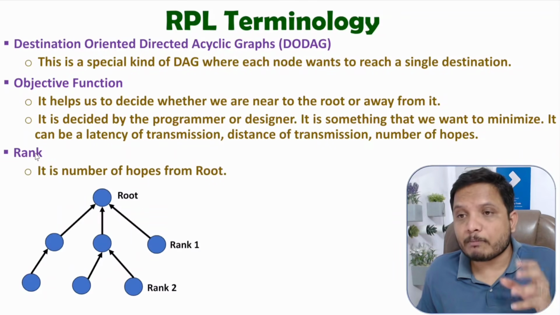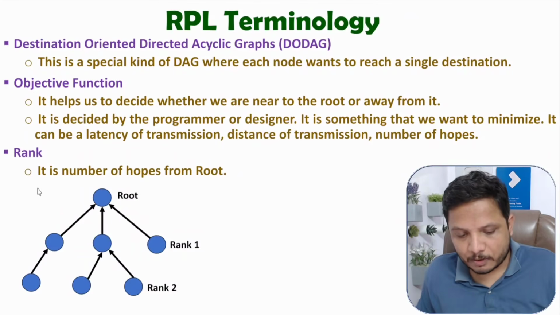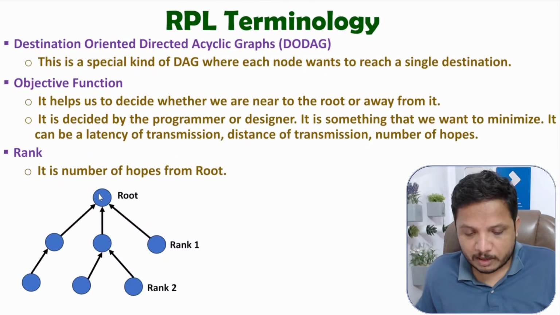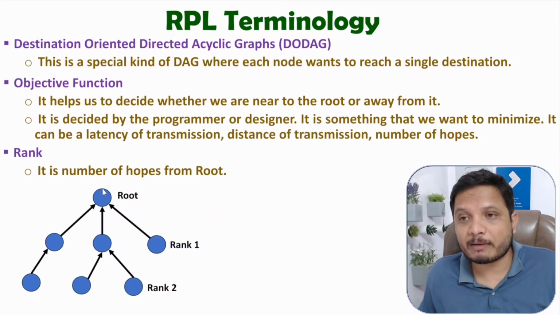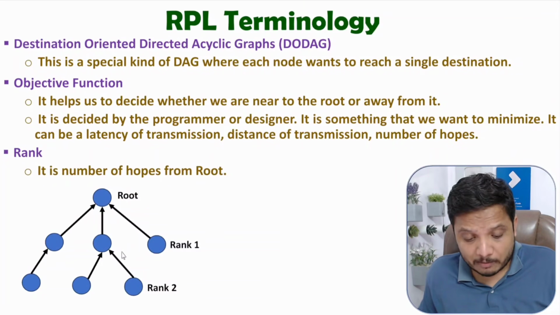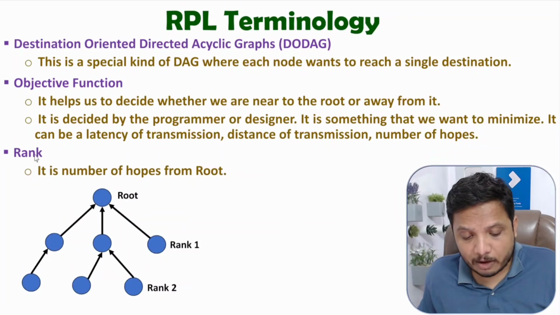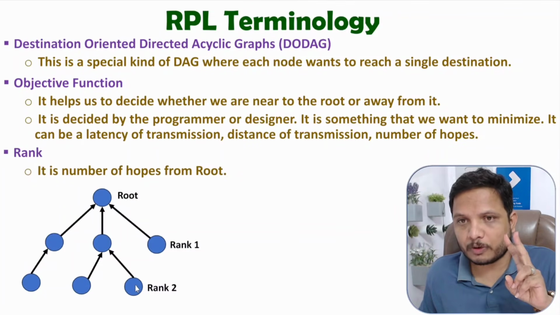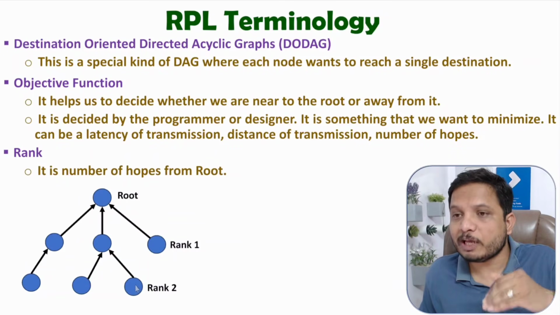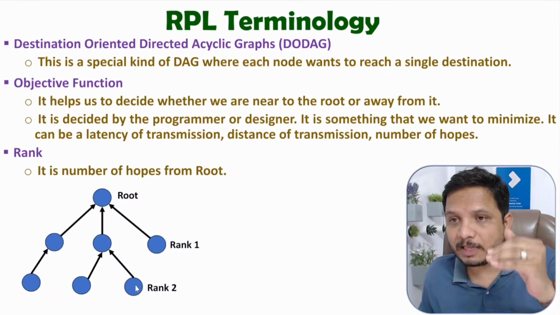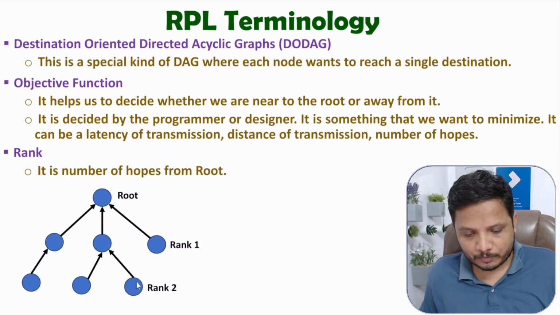Next is rank. See, rank is the number of hops from the root. Like you see here, we have the root node. If you observe this node that is directly communicating with the root, this node has rank 1. This node also has rank 1, as there is only one hop to communicate with the root. But when it comes to this node, it takes 2 hops to reach the root. Means the rank of this node is 2, right? So rank explains how many hops we need when we want to communicate with the root node.